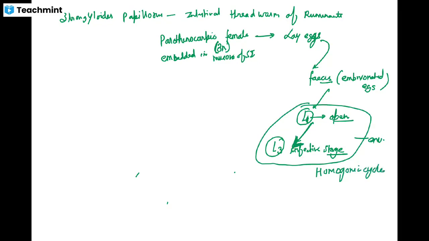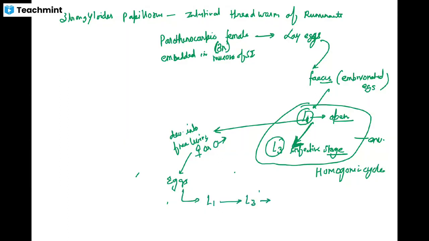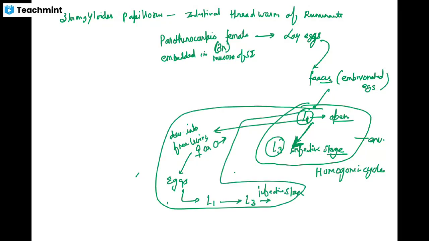And if this L1 develops into a free living male or female, then it produces eggs, and then the eggs hatch into L1, then become L3, which is the infective stage. So this is known as a heterogonic cycle. So this one is the homogonic cycle and this one is the heterogonic cycle.